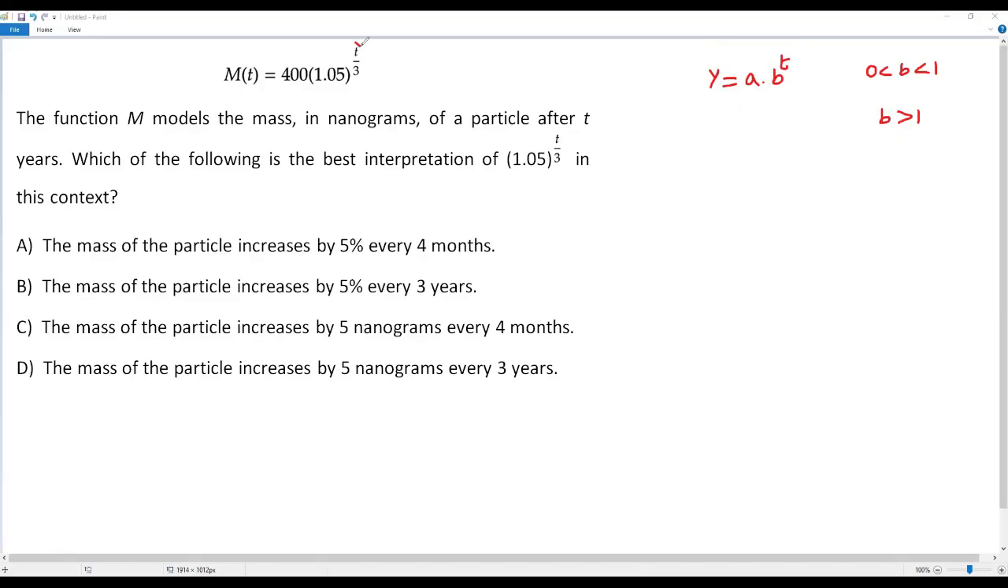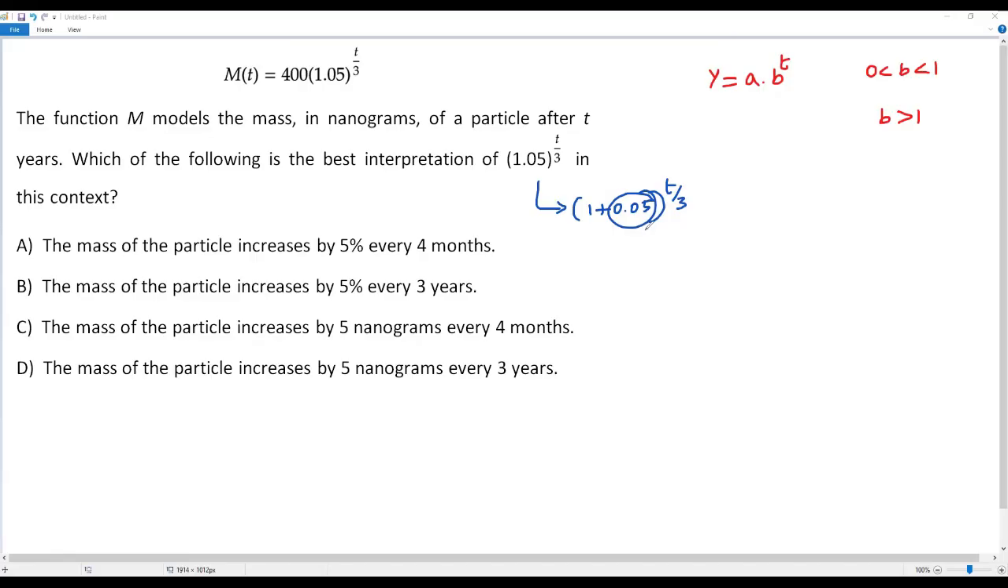Okay, here let's compare the given function with what we have discussed. In the place of a, we have 400. So in this function, the initial value of m of t, that is the mass of the particle, is 400 nanograms. And in the place of b, we have 1.05. So clearly this is an exponential growth function because the value of b is greater than 1. Now we have to interpret 1.05 raised to the power of t over 3. I can write 1.05 raised to the power of t over 3 as 1 plus 0.05 raised to the power of t over 3. Let's consider this particular part.